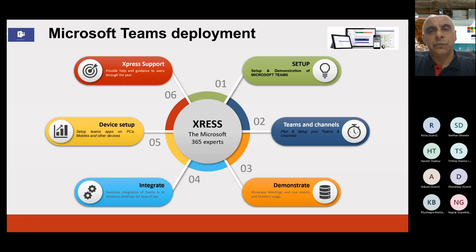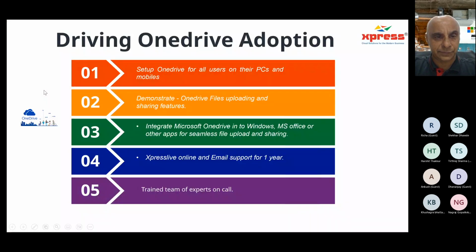All right, so now what does Express do? We are a Microsoft Cloud Solution partner. We've literally helped thousands of employees adopt Microsoft 365. We've set up teams, channels, set it up on various devices, helped our customers set up the right security, and integrate Teams into their day-to-day working, and literally transform how our customers are working. We actually drive OneDrive adoption across our customers, so that people are productive and able to access their data anytime, anywhere.